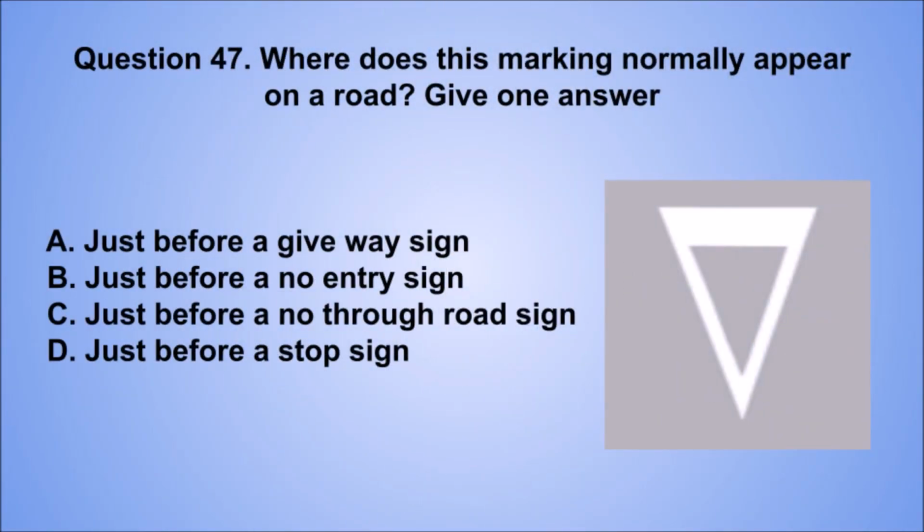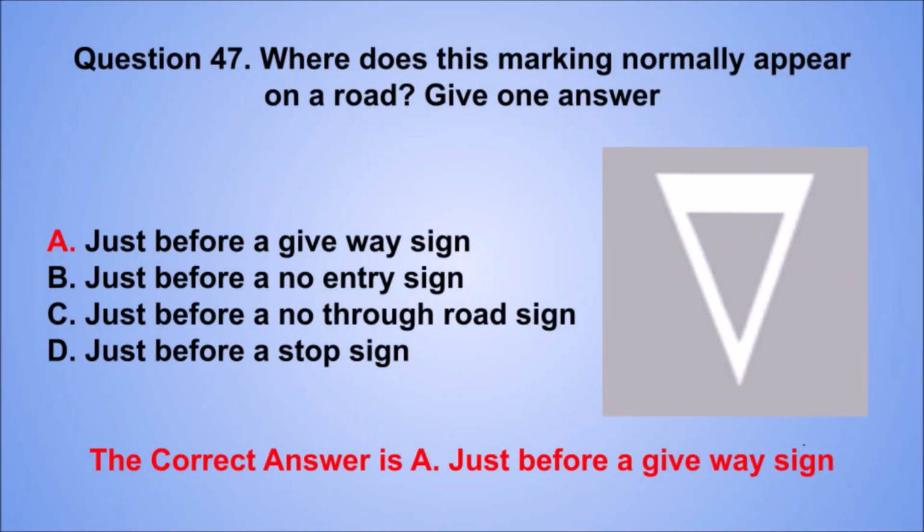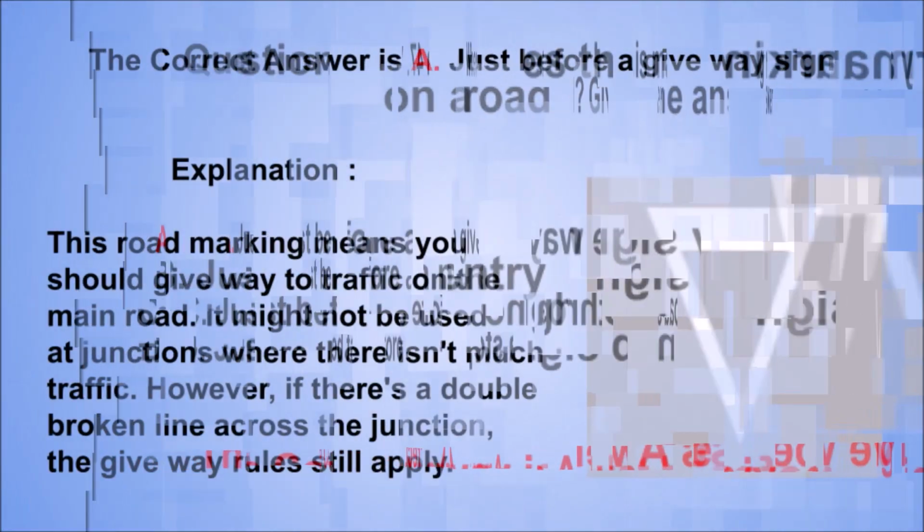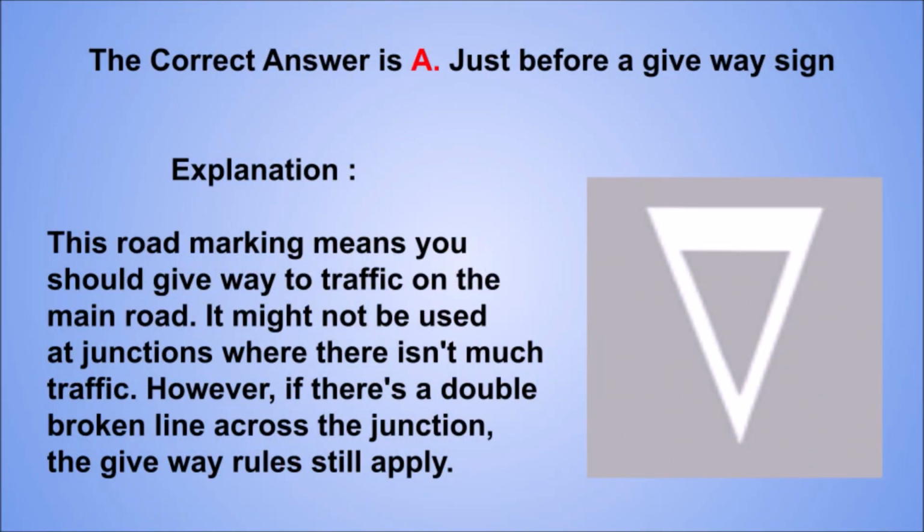Question 47. Where does this marking normally appear on a road? Give one answer. A. Just before a give-way sign. B. Just before a no-entry sign. C. Just before a no-through road sign. D. Just before a stop sign. The correct answer is A. Just before a give-way sign. Explanation. This road marking means you should give way to traffic on the main road. It might not be used at junctions where there isn't much traffic. However, if there's a double broken line across the junction, the give-way rules still apply.